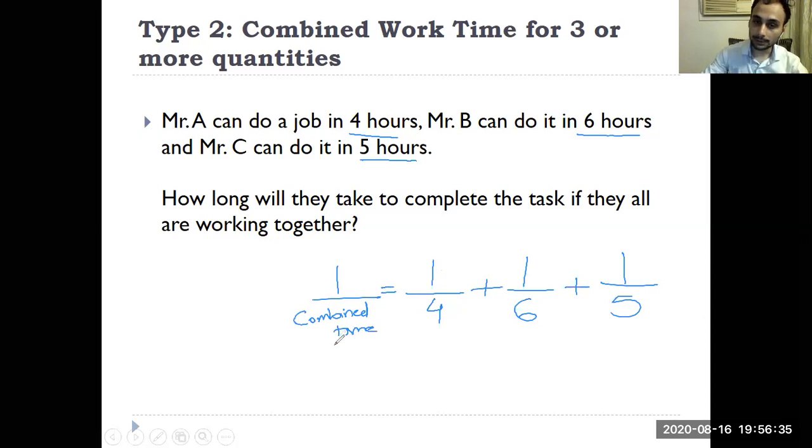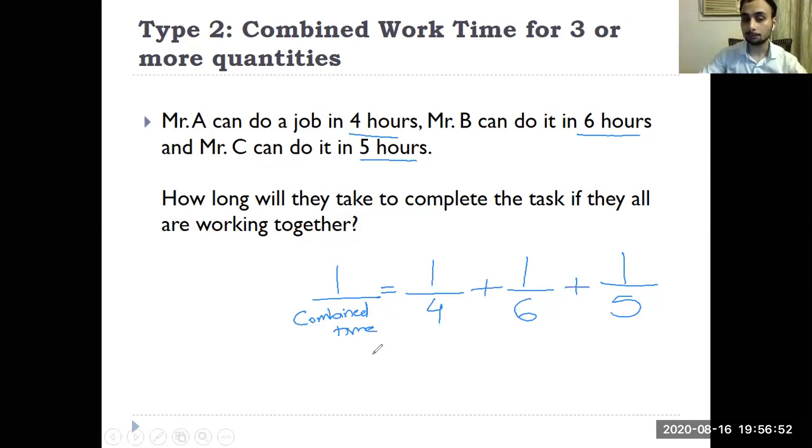So what is our one-step process? Our one-step process is you have 4, 6, and 5 individually on the denominators, and on the left-hand side, you have the thing that you're looking for, combined time, in the denominator.